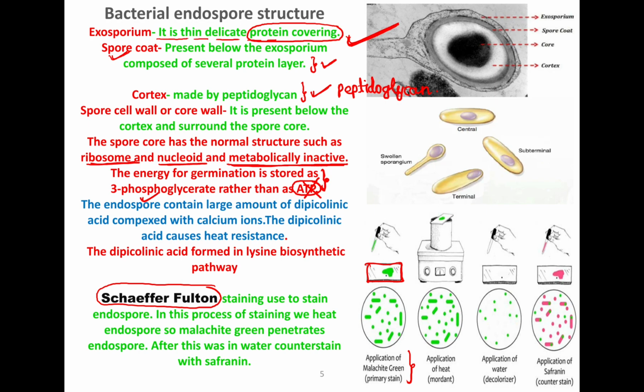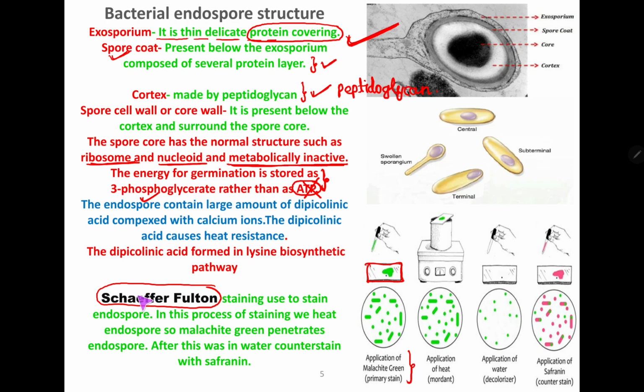But when you wash it, what will happen? The spore will lose its color. Okay, sorry, the bacteria will lose its color. The bacterial vegetative cell will lose its color, and then we will use a counter stain, that is safranin. The safranin will make the bacterial cell red color and the spore will remain green color. I am repeating again, try to understand it.